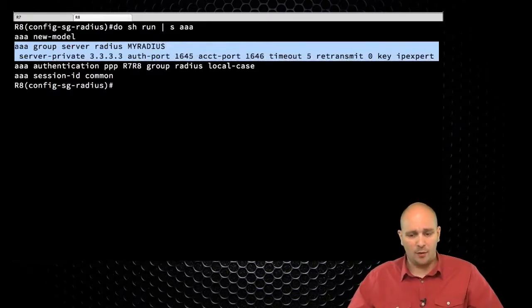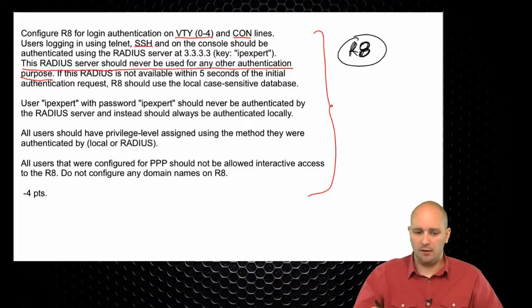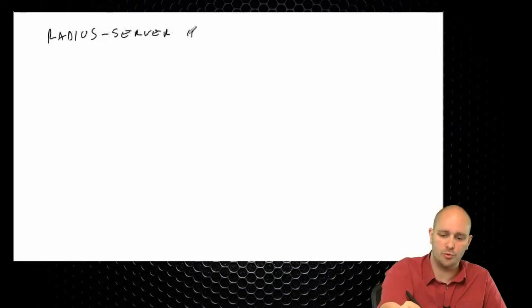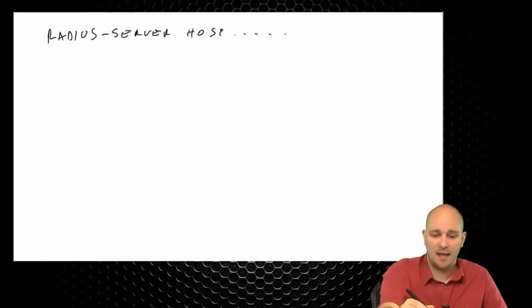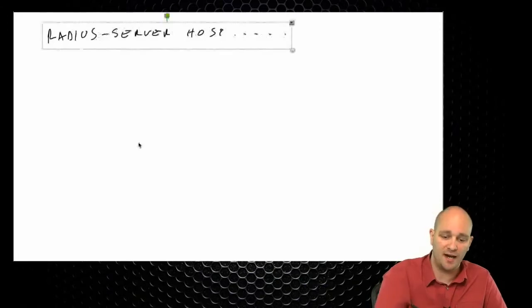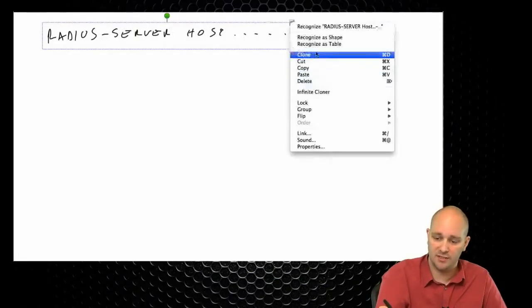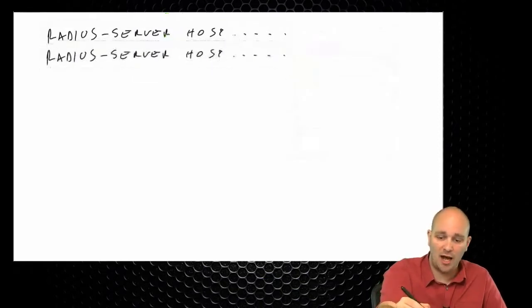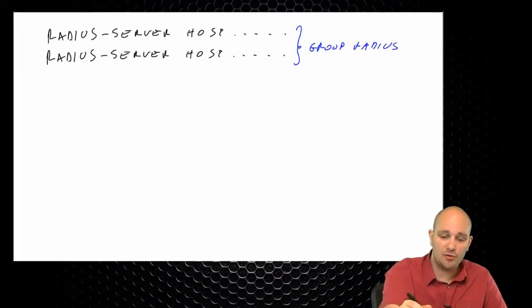Now, let me explain how this actually works. When we define in the global configuration mode, when we say radius server host, whatever the command is, and this also applies to TACACS, but I'm going to use radius as an example, no matter how many of these you actually define, so let's say that we have defined several of these, they are automatically going to be part of group radius. Now, you can create your own group.